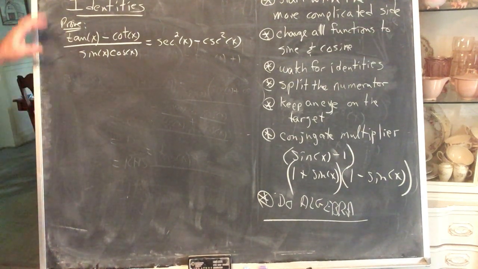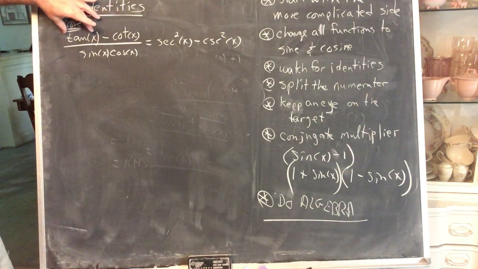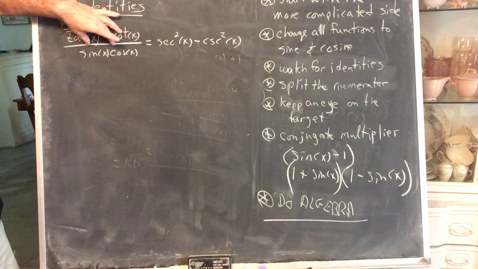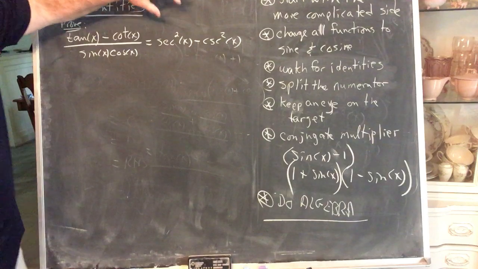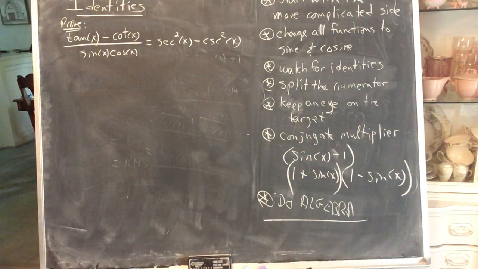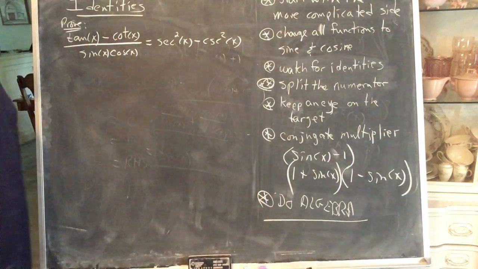All right, so here's our next example. We want to prove or verify that tangent of x minus cotangent of x, divided by sine of x times cosine of x, is equal to secant squared of x minus cosecant squared of x. One thing I didn't mention earlier, but it's in the list, is split the numerator.